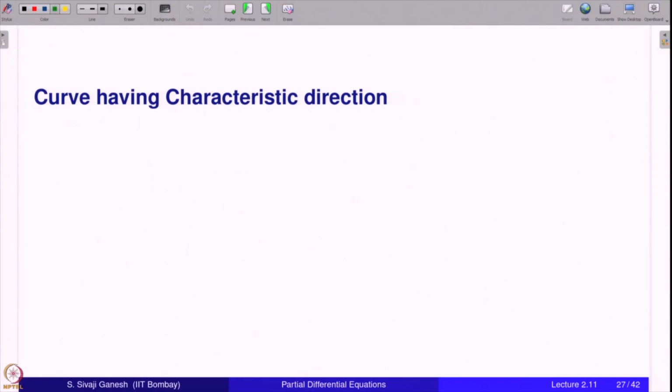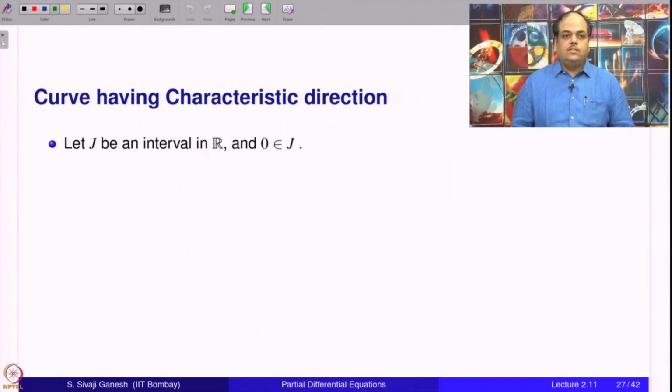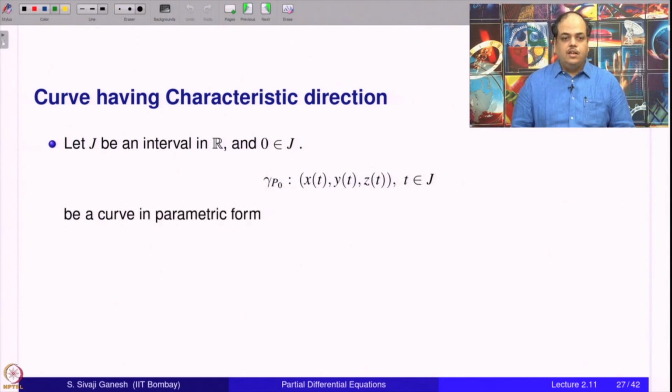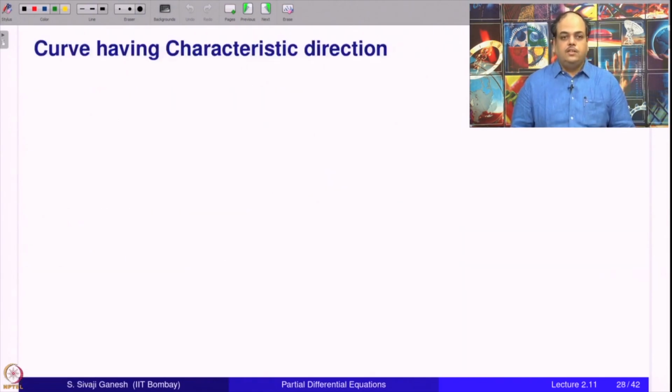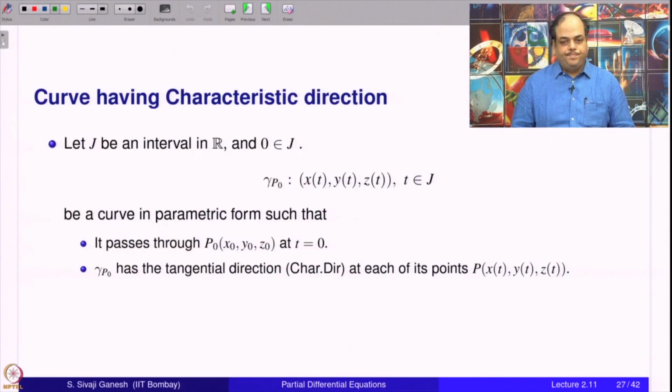Let us write a curve having a characteristic direction. So, let J be an interval, 0 belongs to J, gamma p0 be a curve given by x(t), y(t), z(t) as t varies in J, such that it passes through the point p0 at t equal to 0 and it has a tangential direction which is characteristic direction at each of its points. This is what we would like to call a characteristic curve.